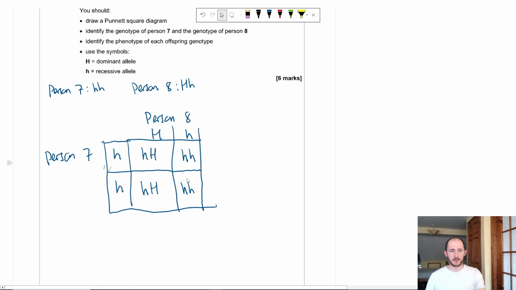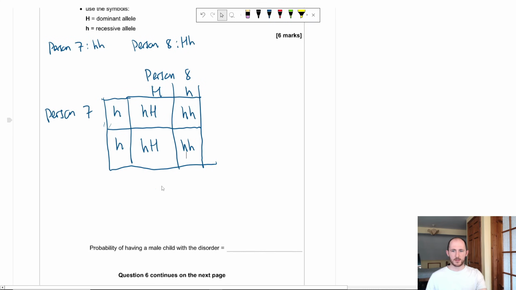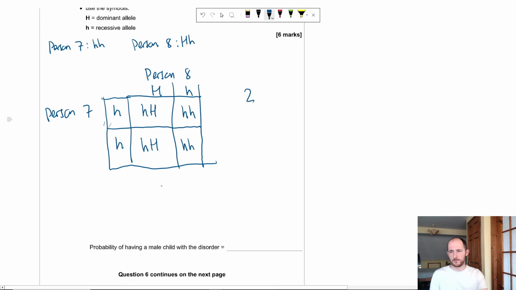By the way, the actual drawing of the Punnett square, even though mine looks horrific, is completely fine. It doesn't actually matter as long as you get the right thing. As you can see, 2 out of the 4 kids will have the disorder, so 2 out of 4, which is the same as 0.5 if you put it in your calculator. That's the probability of having a kid with this trait.